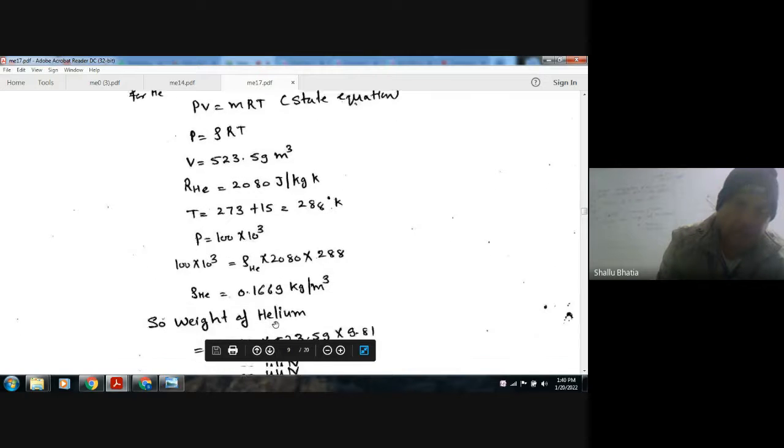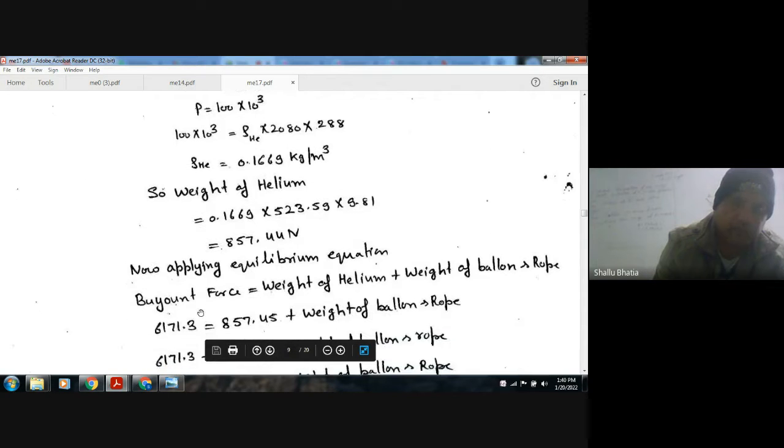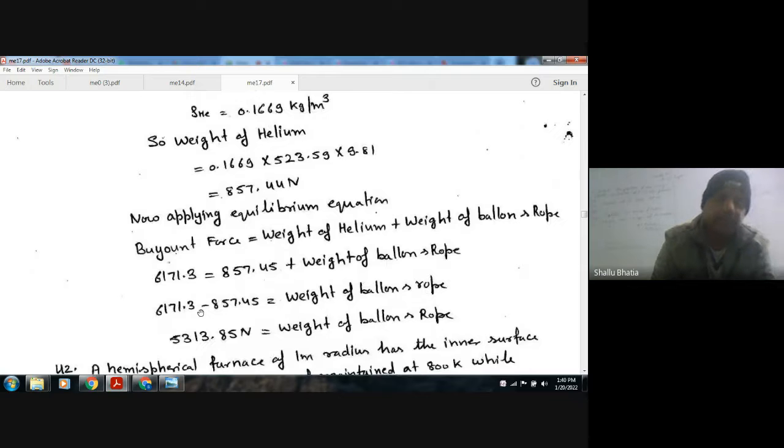And now after finding out rho H, we can find out the weight of helium. This is volume. This is rho. This is mentioned as 857.44. That is the weight of helium. Okay.